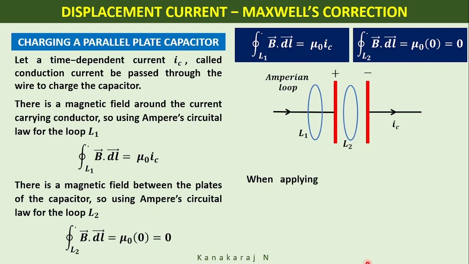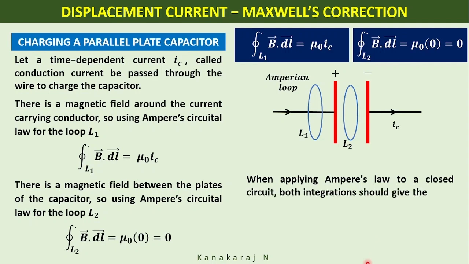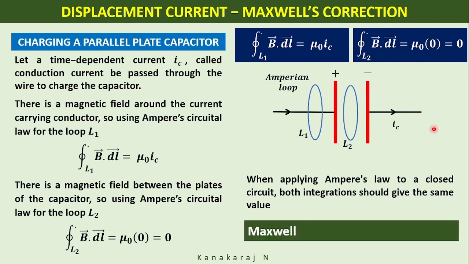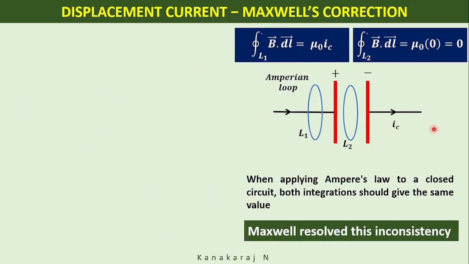When applying Ampere's law to a closed loop, both integrations should give the same value. But here the two integrations are giving different values. So there is a mistake, and a correction should be made. That correction was made by Maxwell, who resolved this inconsistency. This is Maxwell's correction, or Maxwell's solution.